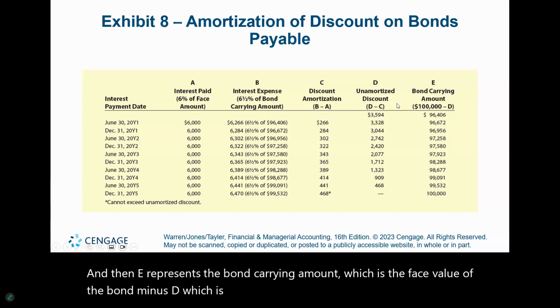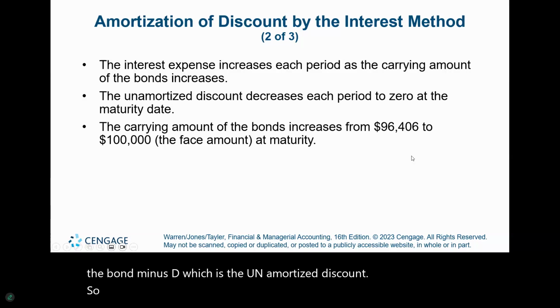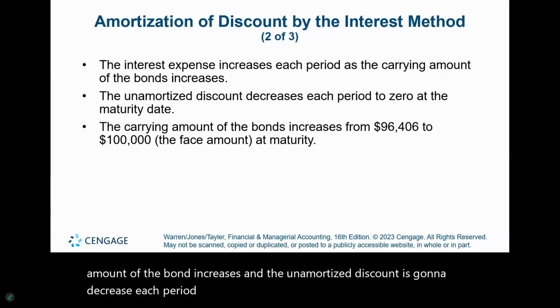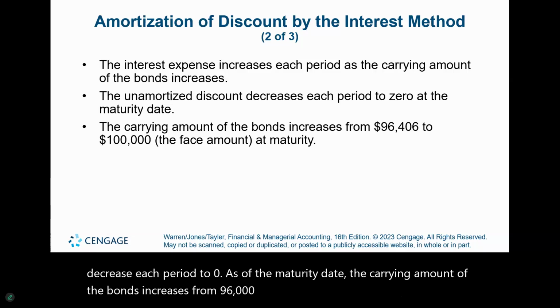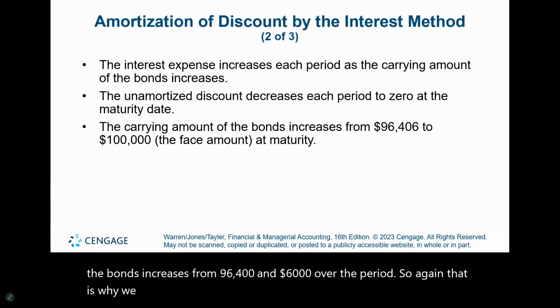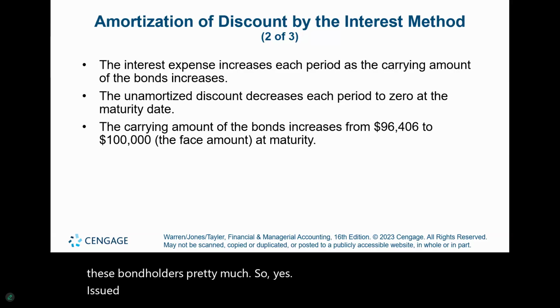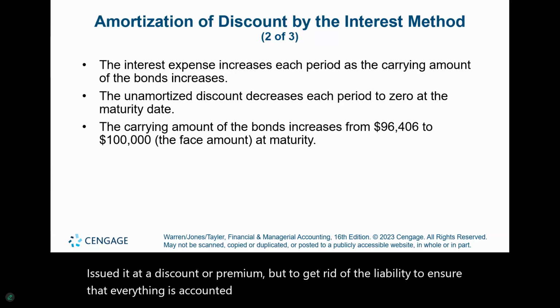So the interest expense is going to increase each period as the carrying amount of the bond increases. And the unamortized discount is going to decrease each period to 0 as of the maturity date. The carrying amount of the bonds increases from $96,406 over the period. So again, that is why we amortize it over the period, because once we pay back the amount that we borrowed, we don't have anything else to give these bondholders. So yes, we issued it at a discount or a premium, but to get rid of the liability, to ensure that everything is accounted for correctly, we amortize the discount and amortize the premium.